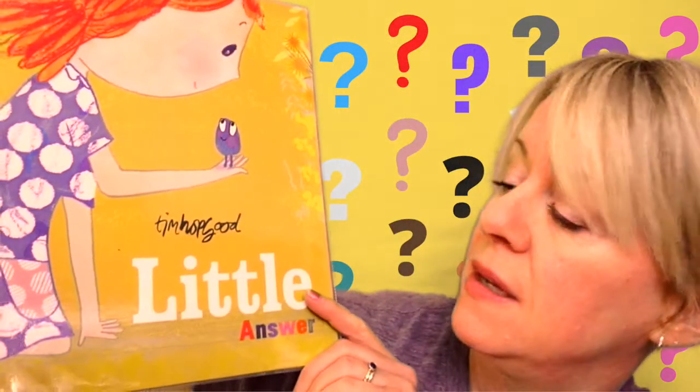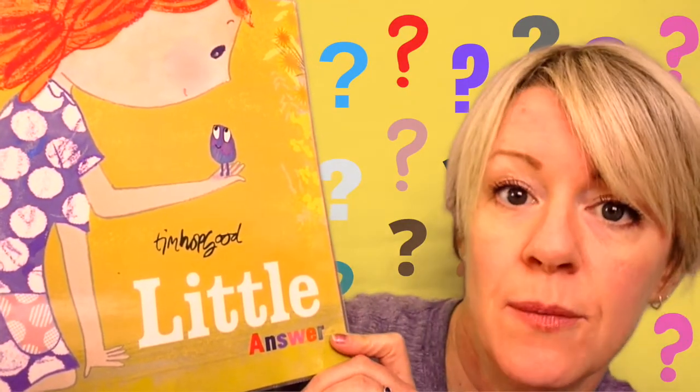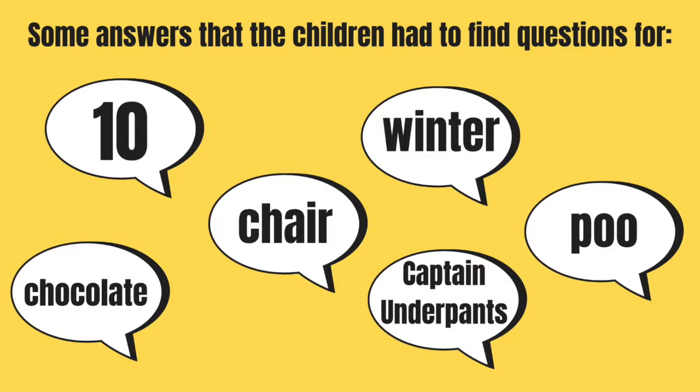Another resource that I use for teaching questions is this book here. It's called Little Answer by Tim Hopgood. And there's a link in the description below to me actually reading that book. But the premise is there's an answer, sausages, that's lost and cannot find the matching question. We had lots of fun trying to come up with what the possible questions could be. Some children got it straight away and were able to generate lots of different questions.